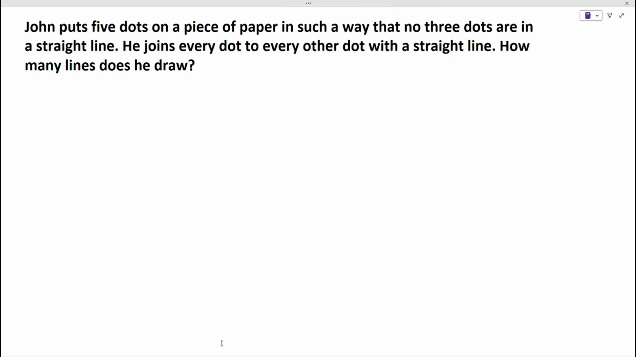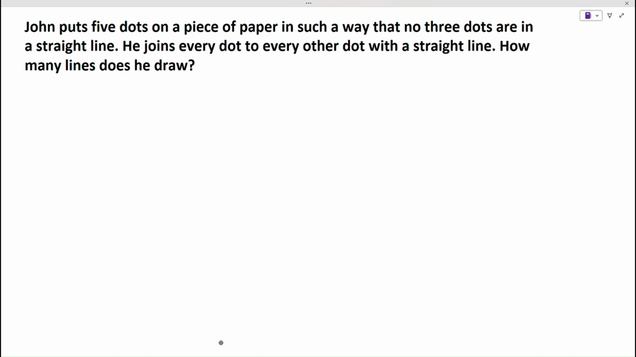In this video, we'll be going over another 11 plus question. So, here we have our question. John puts 5 dots on a piece of paper in such a way that no 3 dots are in a straight line. He joins every dot to every other dot with a straight line. How many lines does he draw?